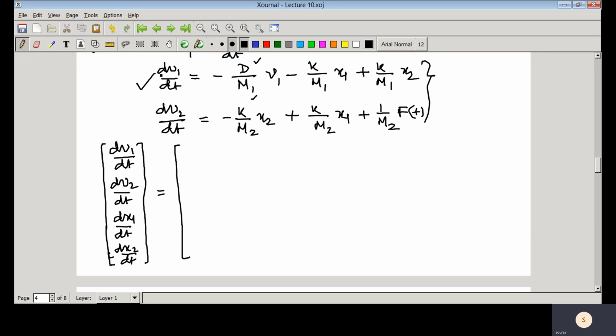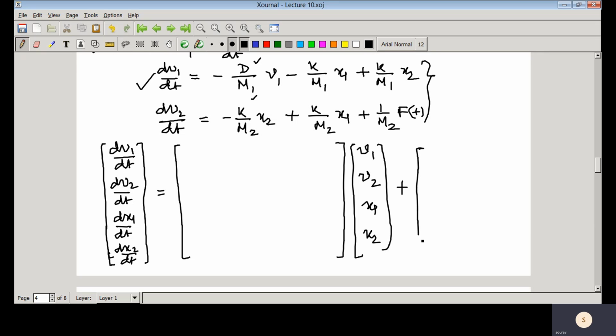So dv1 by dt. So here obviously you have the state vector. So the state vector is v1, then v2, then x1 and x2. So this is the state vector. And what is your input? So the input we have is only ft. So now let us see how to represent it in matrix form.